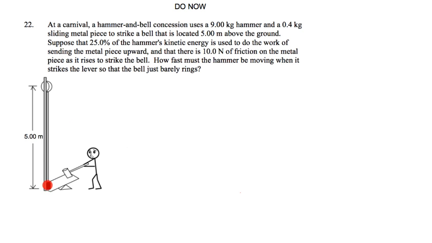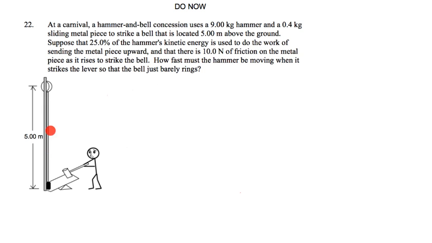Now, my equation is going to be for the metal piece. This is going to go up, and it says, how fast must the hammer be moving when it strikes the lever so that the bell just barely rings? So we pretty much want this to go up and run out of speed right when it gets to the bell. So for the final position, we want the velocity to have been lost when it gets there. It also says that there's friction on the way up. So I have work that's negatively impacting this, that's slowing it down. So I have to overcome that.